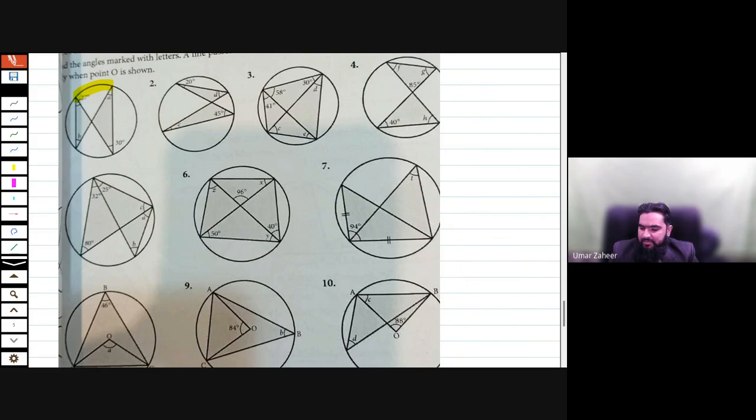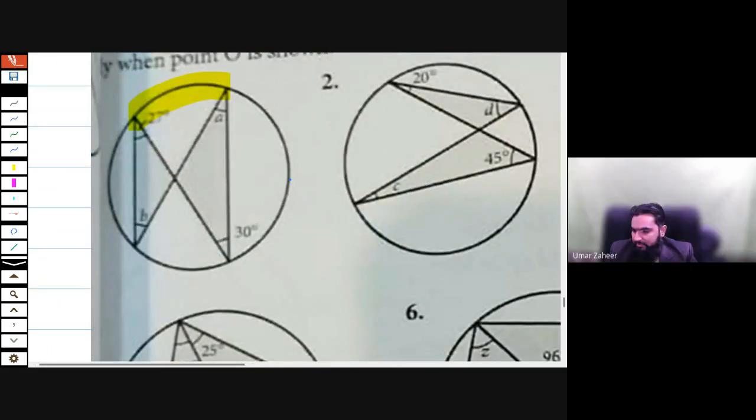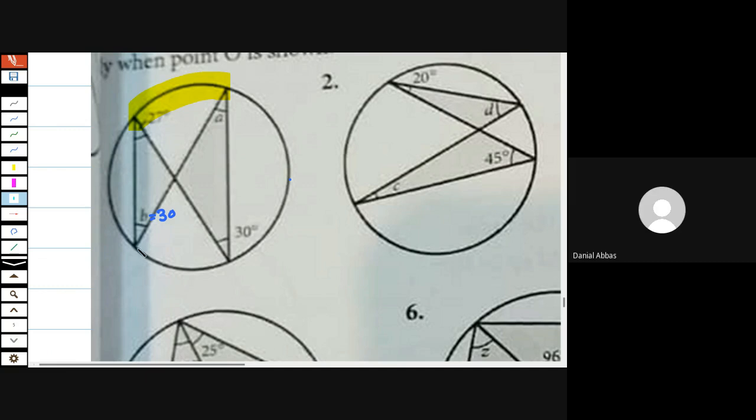Yes, can you see the screen? Yes, sir. Look at here. This is the highlighted arc. The angle 30 and the angle B are subtended from the same arc. And we have done the property that if the angles are subtended from the same arc on the circumference, they are equal. So we can conclude that angle B will be equal to 30 degrees. Clear? Yes, sir.